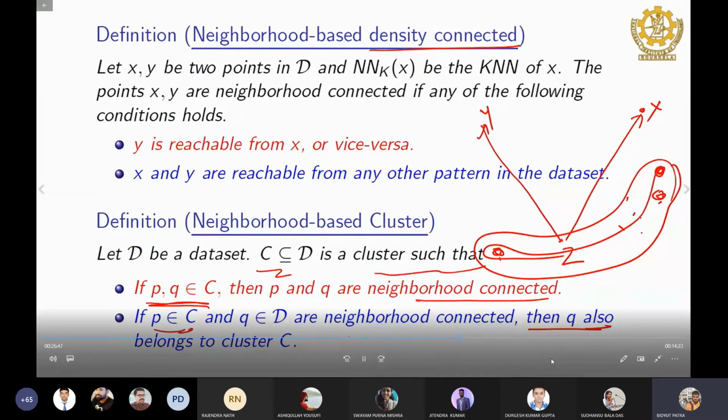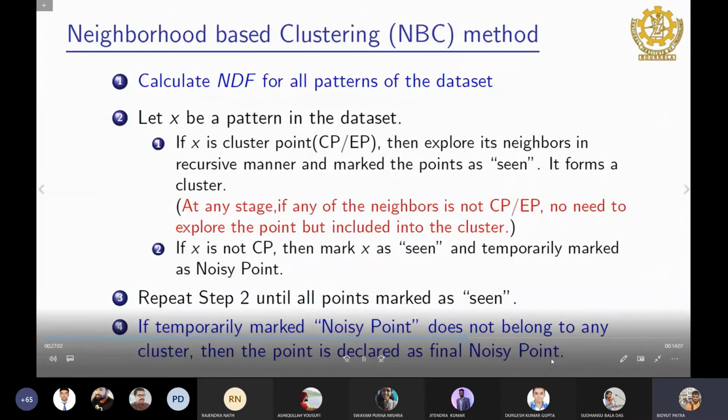Only what is the difference? The difference is how they categorize the points. Earlier, DBSCAN considered epsilon and minimum points. Here they are considering only the neighborhood information. So now how will the neighborhood based clustering, NBC, work? First, calculate the NDF of all patterns of the data set.